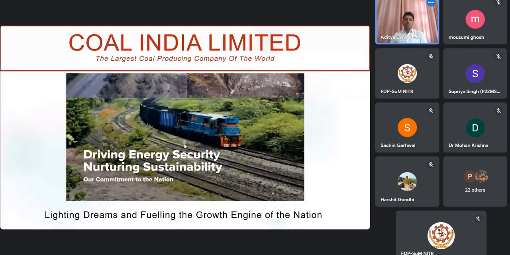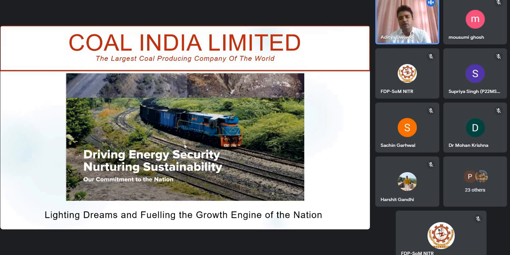Now let's talk about Coal India Limited. Why Coal India Limited? This is the largest coal producing company in the world. Of the total coal produced in the country, 85% is produced by Coal India. And 75% of coal-based power generation depends on Coal India. We have operations in 9 states, and the total coal we produced last year was more than 700 million tons. Almost 85% of the coal we give to the power sector, and the rest goes to cement, fertilizers, aluminum, and ceramics industries. All these industries are based on this sector.